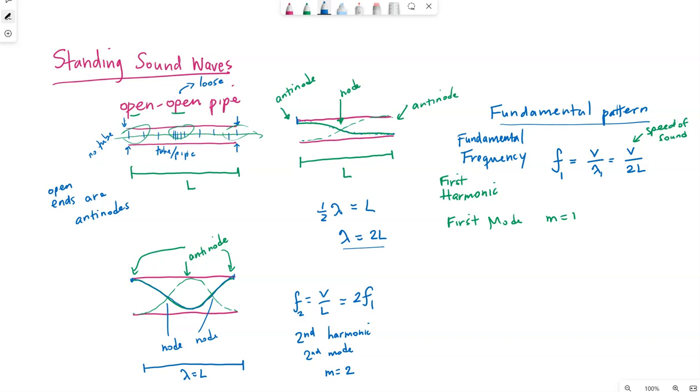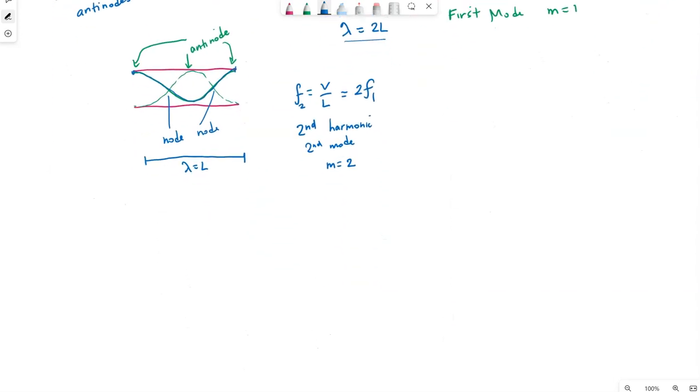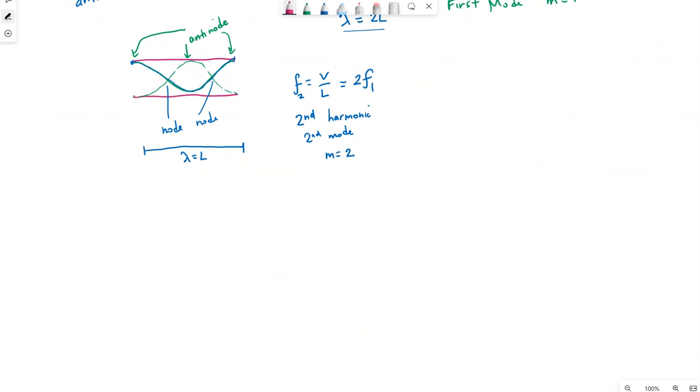We could continue drawing patterns. If I drew the next pattern within the pipe... Oh, I gotta try that again. Down, up, down. Whenever the end is open, we have to have the antinode there. Here we end up with another antinode.